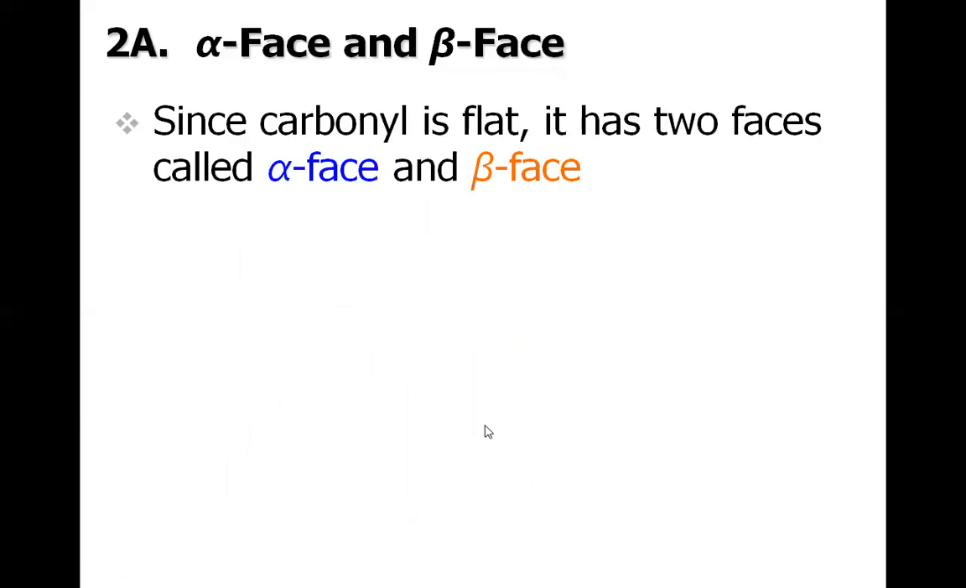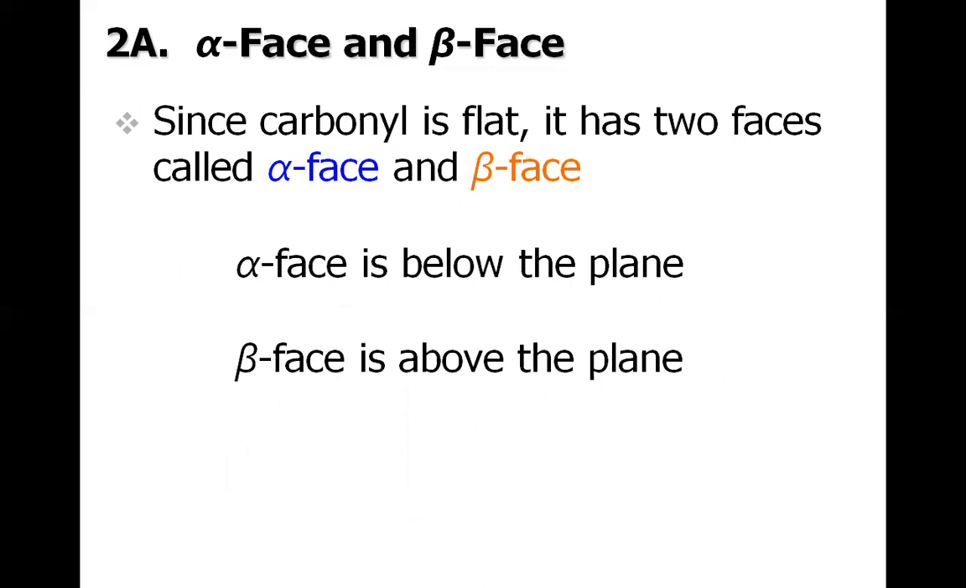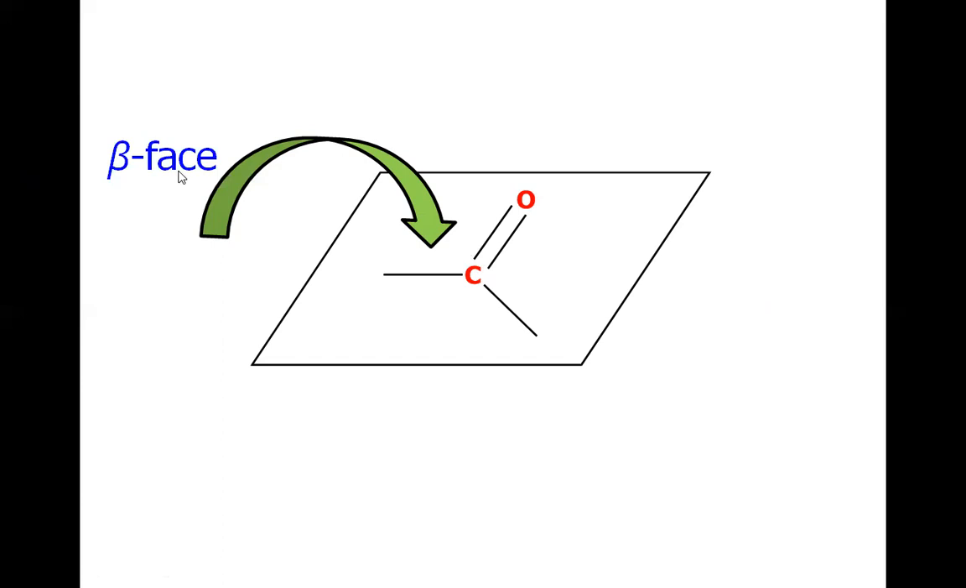And now let us discuss what alpha face and beta face is. Since carbonyl is flat, it has two faces. One is called the alpha face and the other is called the beta face. Alpha face is below the plane. Beta face is above the plane. What does it mean? Let's take this case, and this is the carbonyl, and as we have discussed, this has the flat geometry, the planar geometry. So the above face, which is being shown, is called the beta face, and the below face, which is not being shown, is called the alpha face.